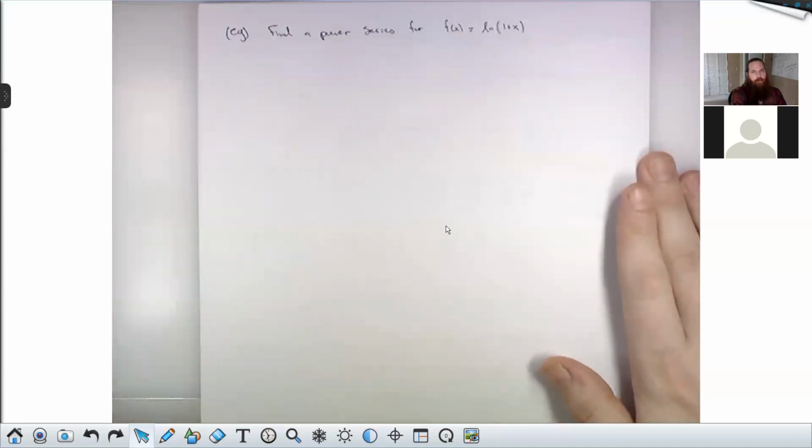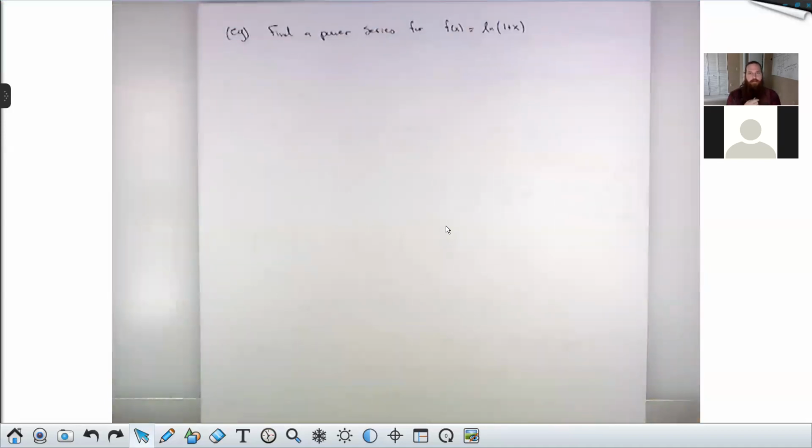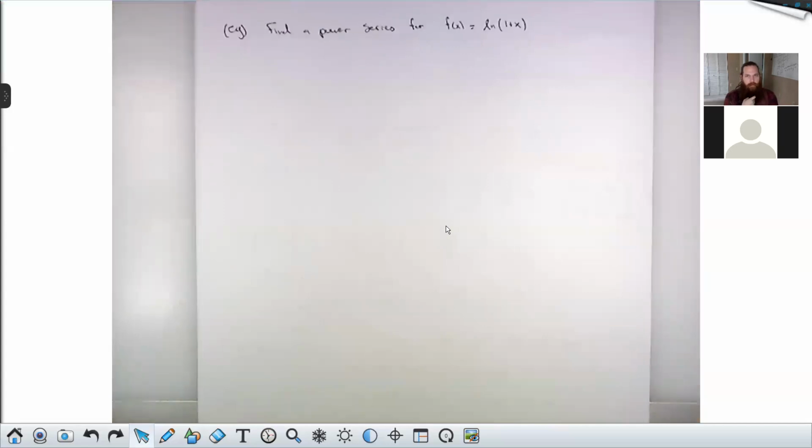Can we find a power series for the natural log of 1 plus x? Focus, you shit. Come on. Come on. All right. Stay.